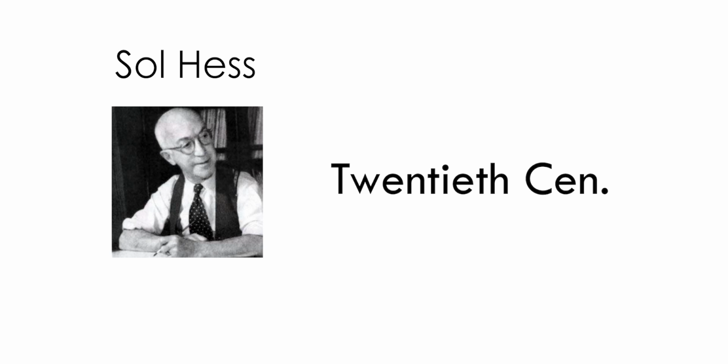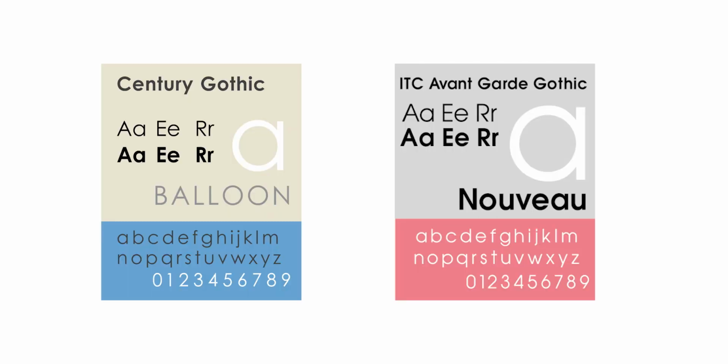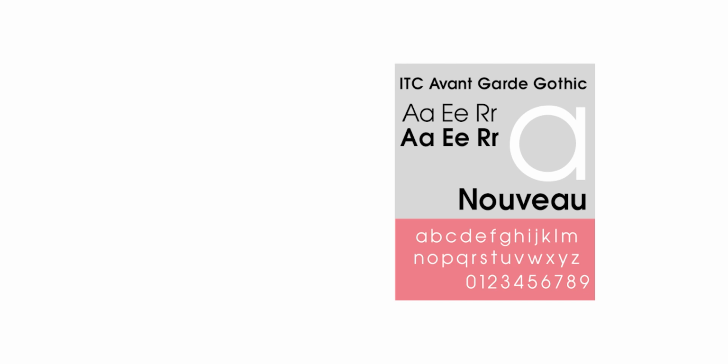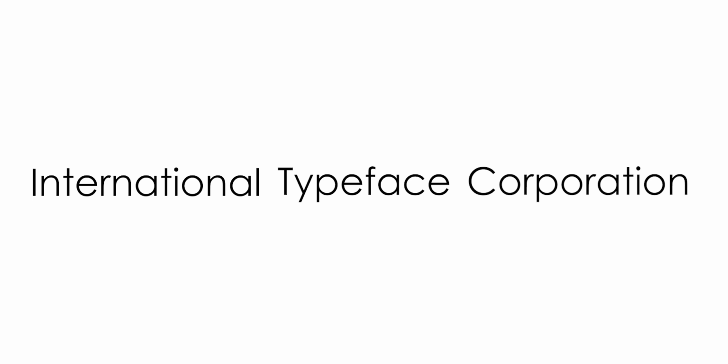The font is also based on Sol Hess's Monotype 20th Century font, which was created between 1936 and 1947 to be used for headlines or larger displays of small amounts of text. Century Gothic was created as an alternative to ITC Avant-Garde font, which was designed by Herb Lublin and released by the International Typeface Corporation, ITC for short, in 1970.